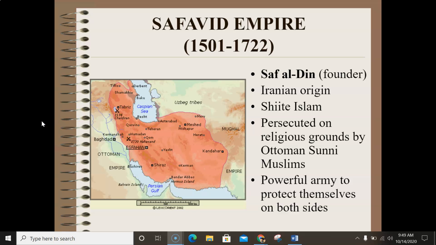And you see that they end up, to protect themselves, building a very powerful army, and the Ottomans do the same. Now, the Ottomans are going to be more focused on, like we talked about, expansion all across the region, but the Safavids are going to build up a very powerful army because of this animosity and these disputes between them and the Ottomans.